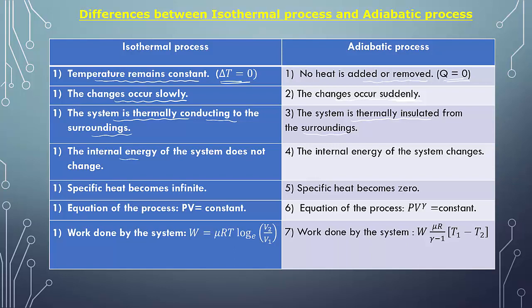Fourth point: the internal energy of the system does not change. Internal energy means what? Temperature. Temperature here does not change. But in an adiabatic process, the internal energy of the system changes. The next point, specific heat. For isothermal, specific heat becomes infinite; for adiabatic, it is 0.